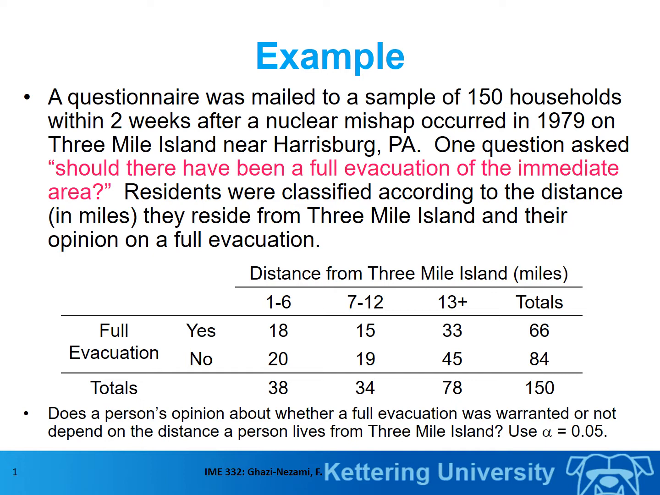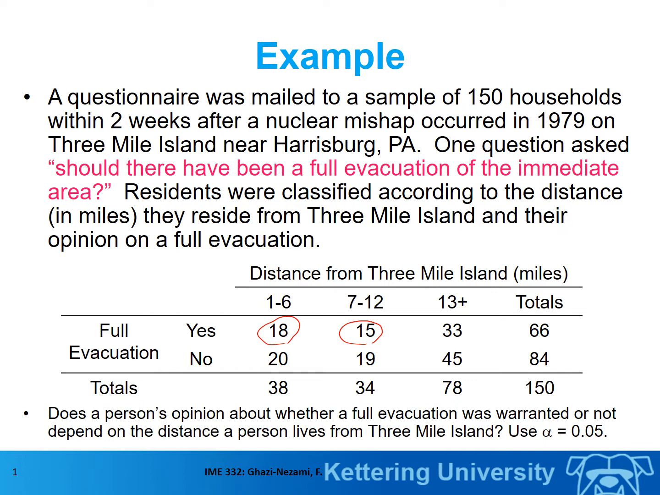For example, 18 people who answered yes live between 1 to 6 miles of distance from Three Mile Island, or 15 people who answered yes live in the second category of distance, and so on. So the question that we are trying to answer is: does a person's opinion about whether a full evacuation was warranted or not depend on the distance a person lives from Three Mile Island? And we assume that alpha is equal to 5%.